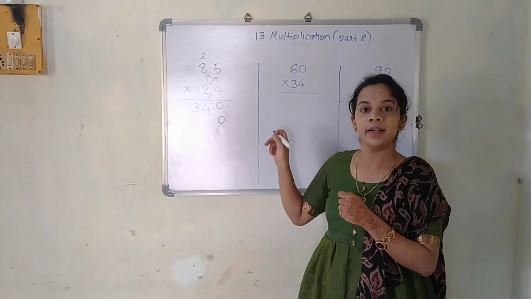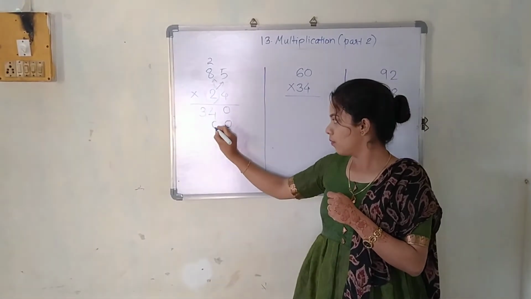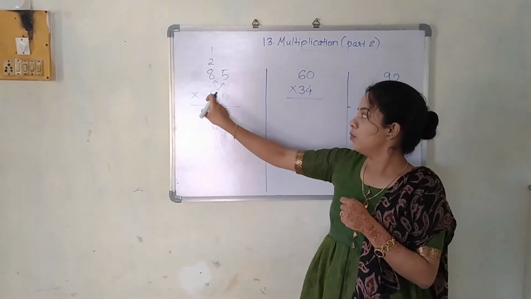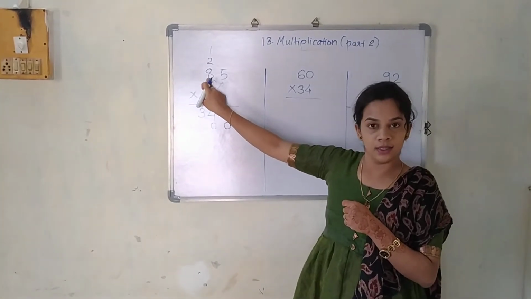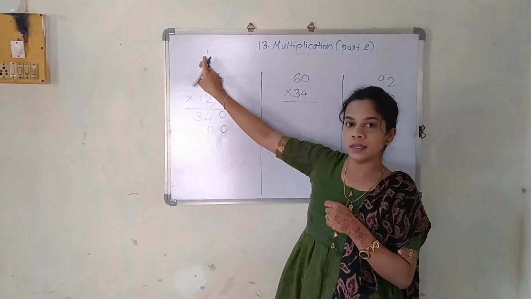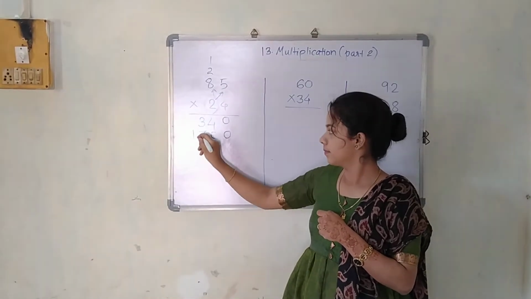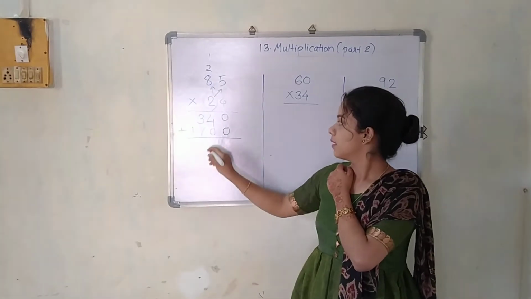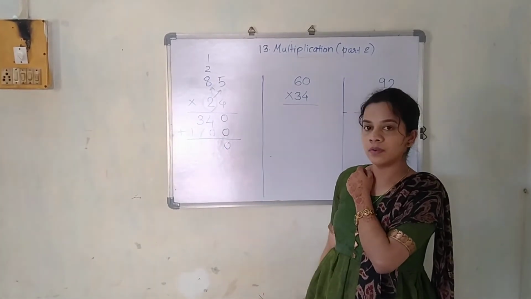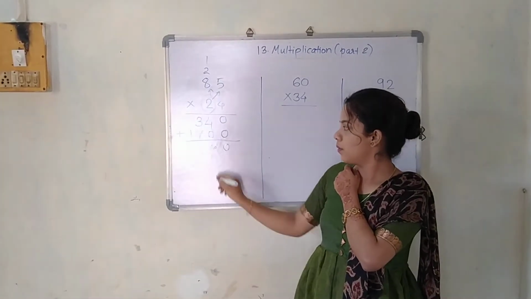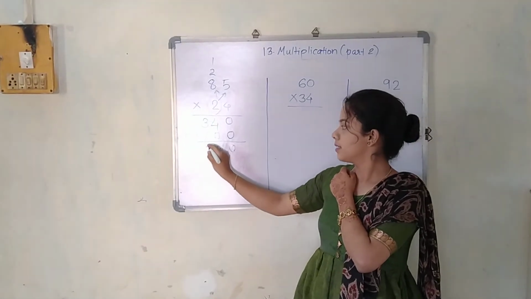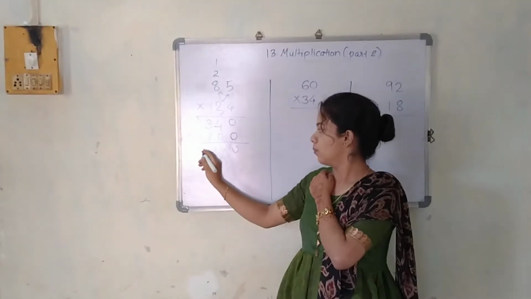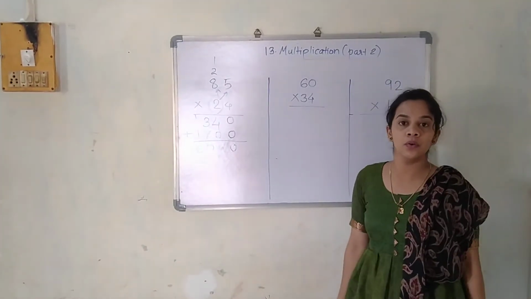2 5s are 10. 10, 0 will be here, 1 will be on the top. 2 8s are 16. 16 plus this 1, 17. Now we will add them. 0 plus 0 is 0. 4 plus 0 is 4. 3 plus 7 is 10. And 1 plus 1 is 2. So the answer is 2040.